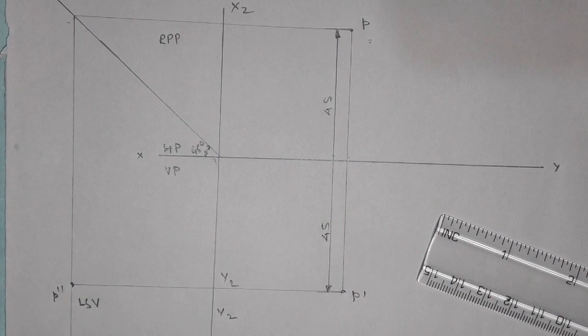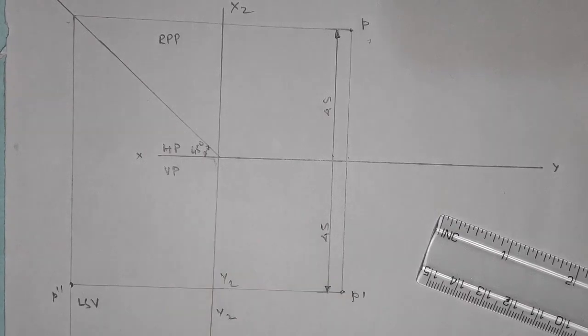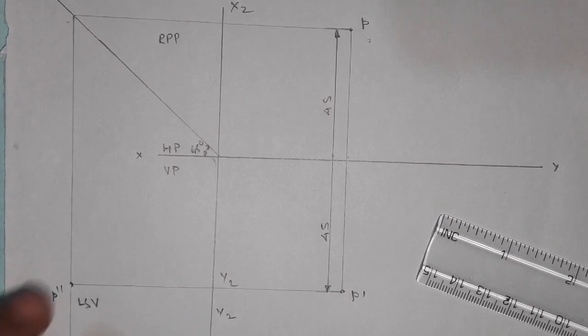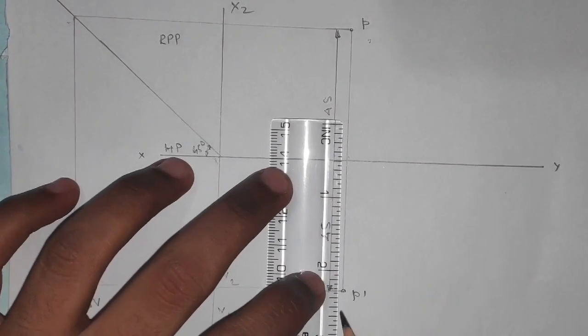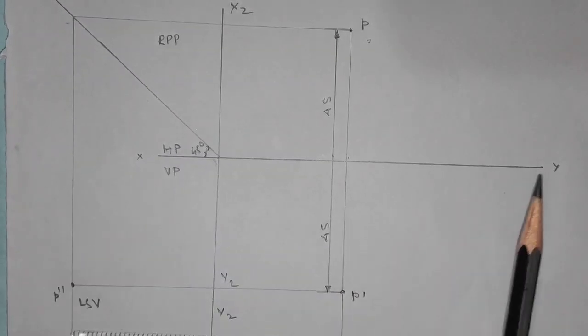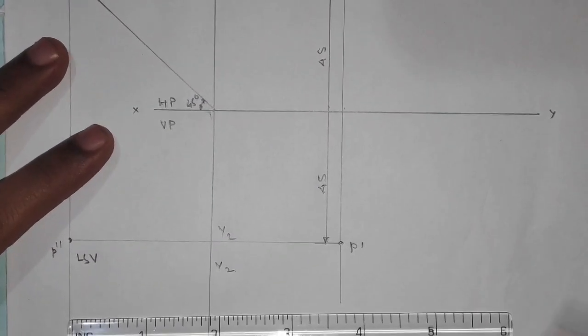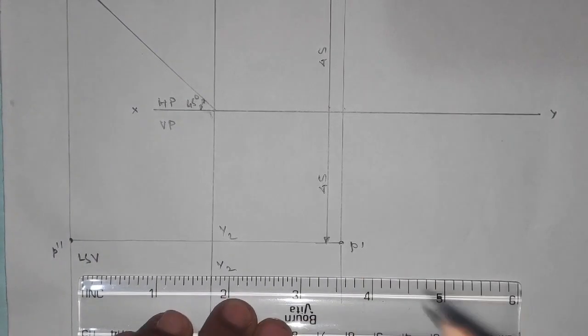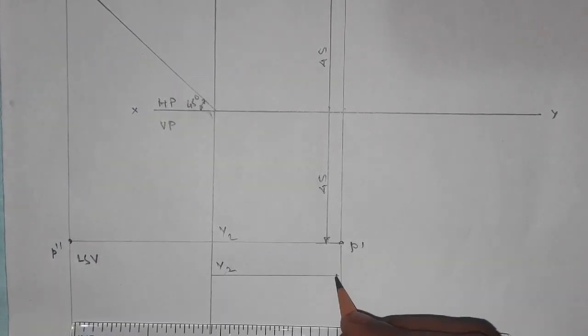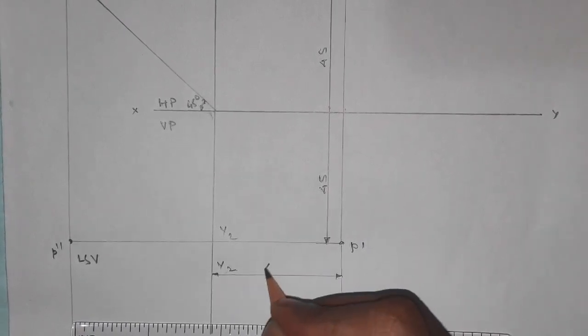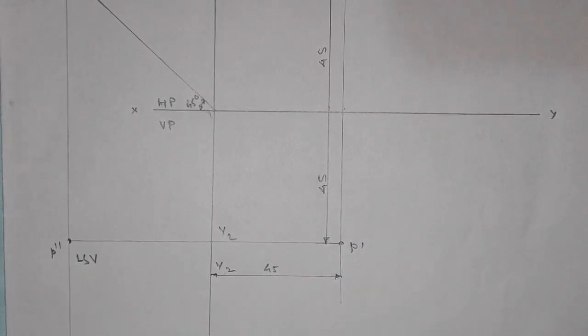So this is how to solve the problem when the point is in the third quadrant and it is equidistant from all the planes. You can also show this dimension here. So this length, that is from the point to this XY line or X2 Y2 line, you can just show this dimension here. So this is also 45 mm. So this is about the point when it is located in the third quadrant. Next type of problem we shall see now.